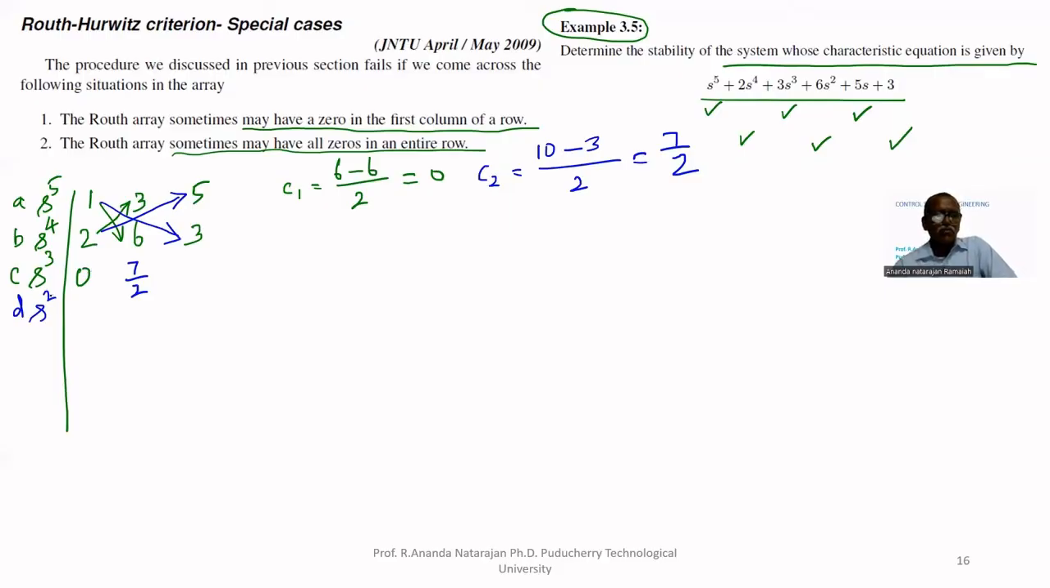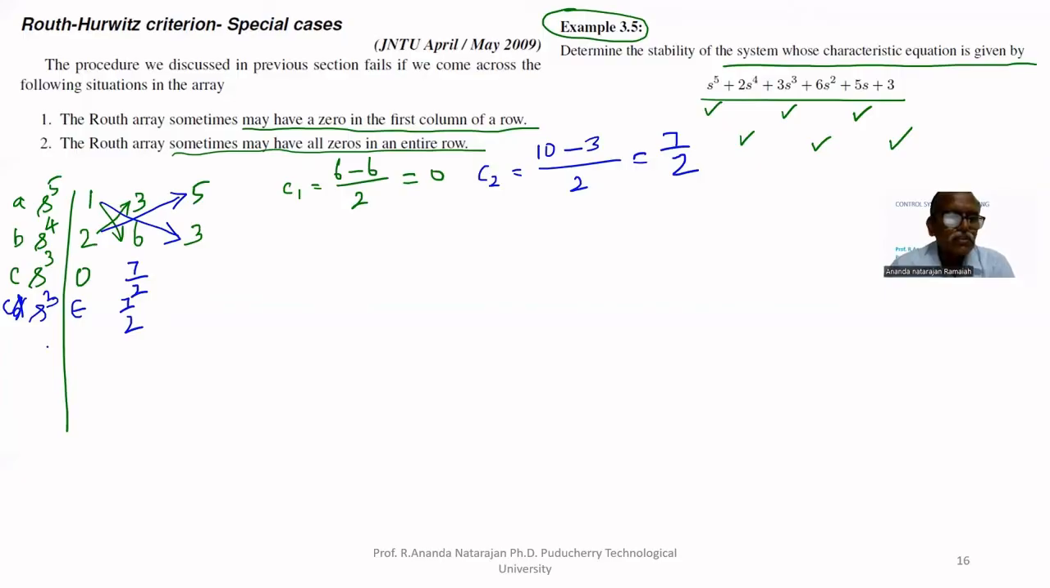Now, to proceed further, what we can do is write the s cube row again, instead of 0, we put epsilon. Epsilon and 7 by 2. In this case, epsilon tends to 0. That 0 is assumed as a limiting case. Replace 0 by epsilon. That's all. Now we can proceed further.